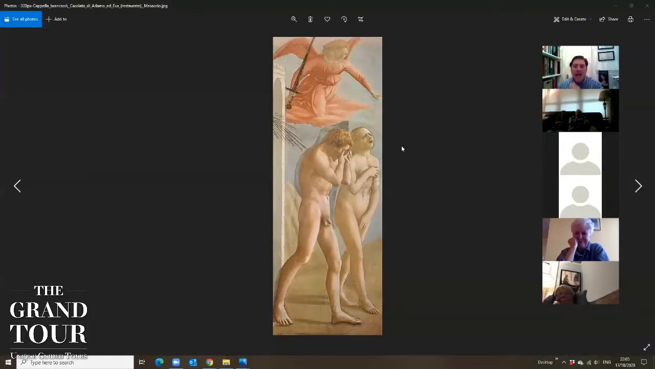You could see here Adam and Eve painted in a great chapel that Michelangelo knew very well. This is the Brancacci Chapel in Florence, a great masterpiece of the early Renaissance. It was painted by Masaccio and Masolino da Panicale in the early years of the 1400s, and Michelangelo knew it really, really well.